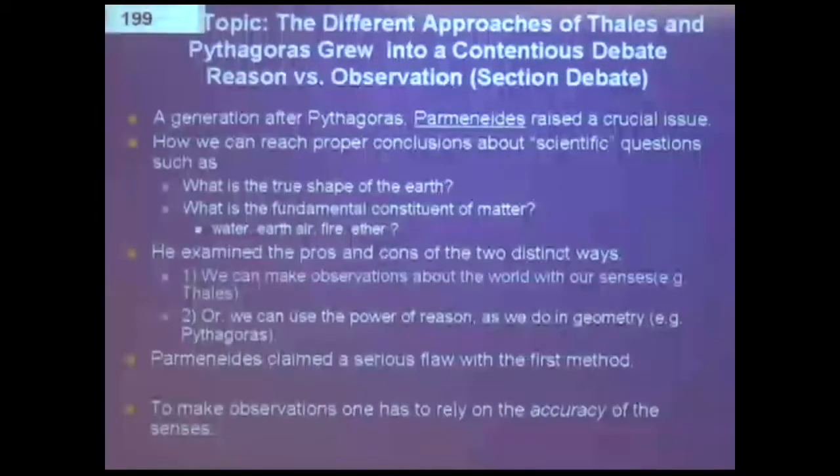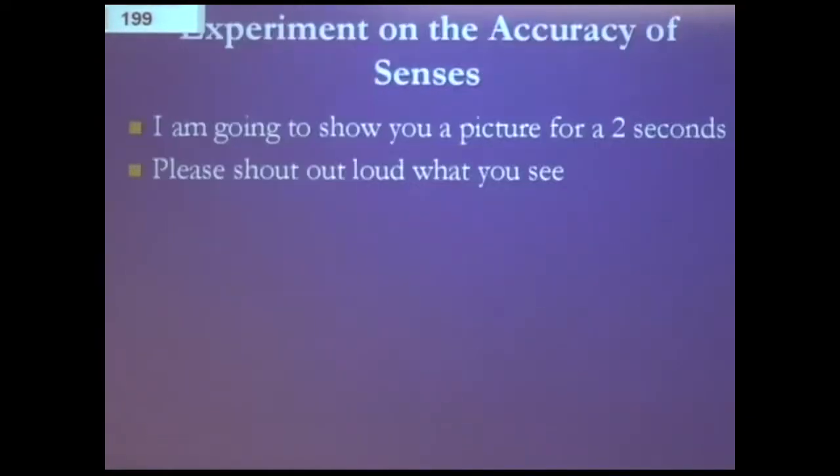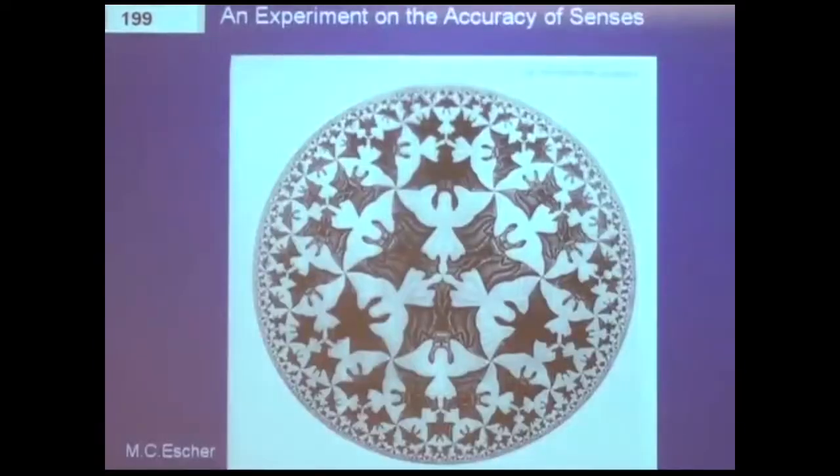But Parmenides said, in order to make observations, one uses our senses, and therefore one has to rely on the accuracy of the senses, and senses are full of errors. I'm going to give you another example of why senses are full of errors. I'm going to show you a picture for 2 seconds, and I want you to shout out as loudly as possible what you see. And then I'm going to take the picture away, okay? All right, so here's the picture.